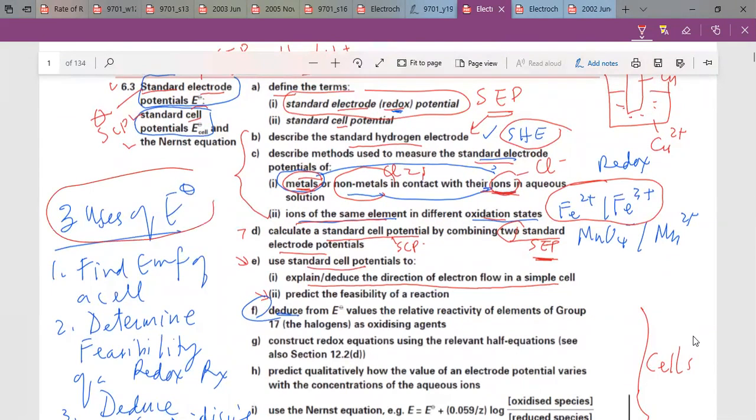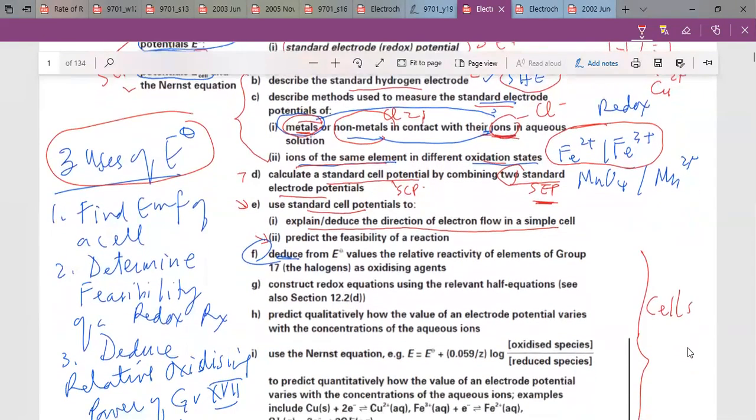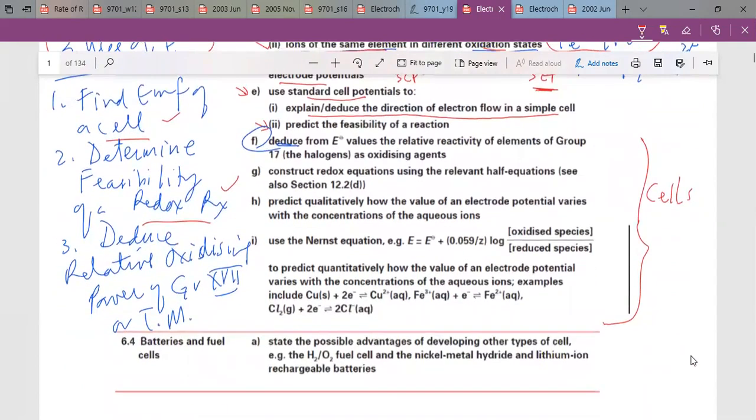There are three uses of standard potential. First, of course, to find the EMF of any cell, which you've done. We also use it to determine the feasibility of a redox reaction, a cell redox reaction. And today, we're going to talk about deducing the relative oxidizing power of group 17 or TM. Here is the part here.